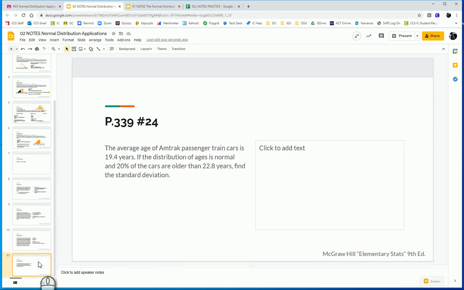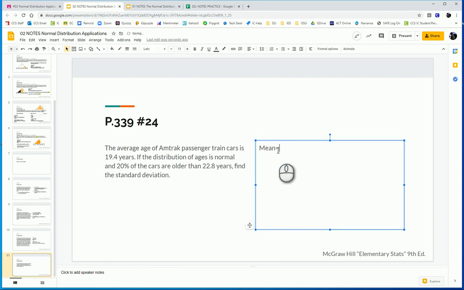All right, last one. The average age of Amtrak passenger train cars is 19.4 years. Okay, so they give us a mean, 19.4. If the distribution of ages is normal and 20% of the cars are older than 22.8 years, oh, interesting. Okay, so the probability that X is greater than, older than 22.8 equals 20%. Okay. Find the standard deviation.